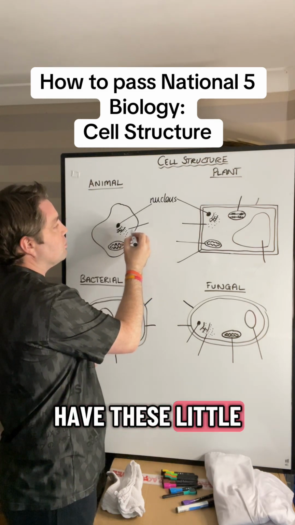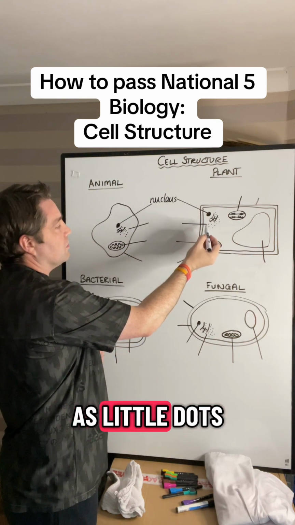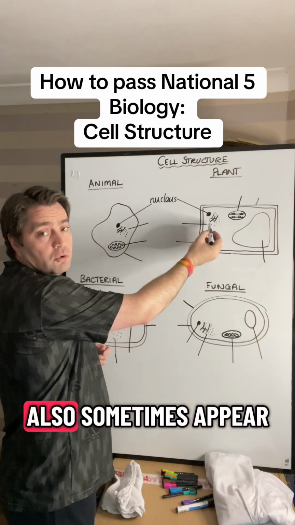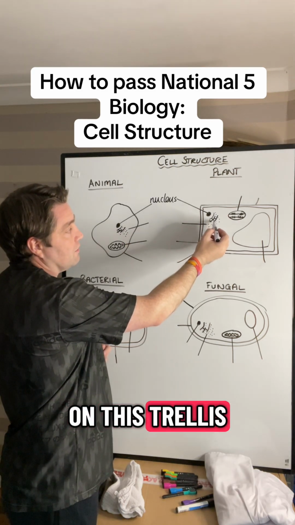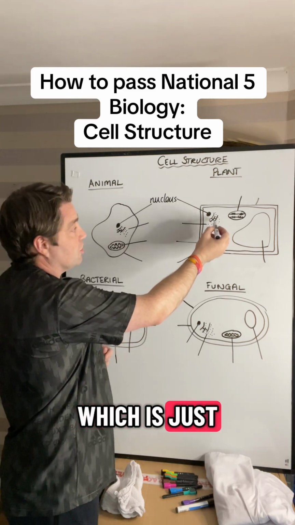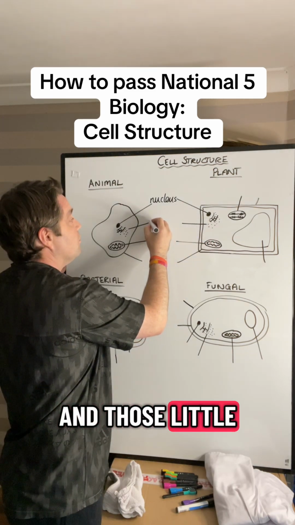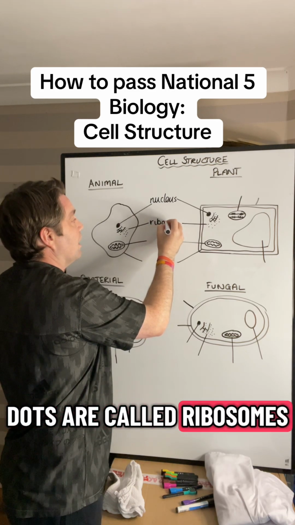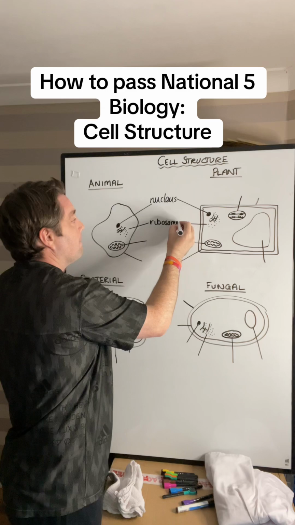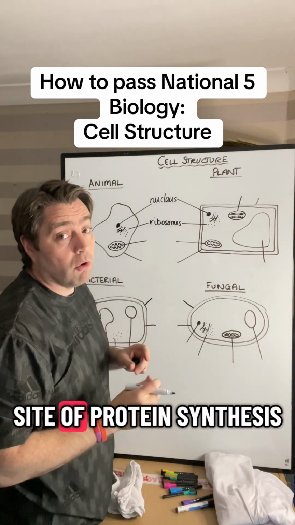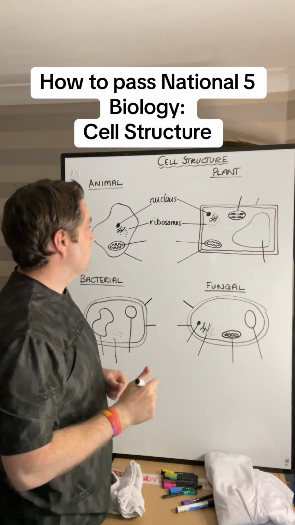We also have these little structures here. Now these appear as little dots within the cell, but they can also sometimes appear on this trellis-like structure, which is just outside the nucleus. And those little dots are called ribosomes. They are the site of protein synthesis.